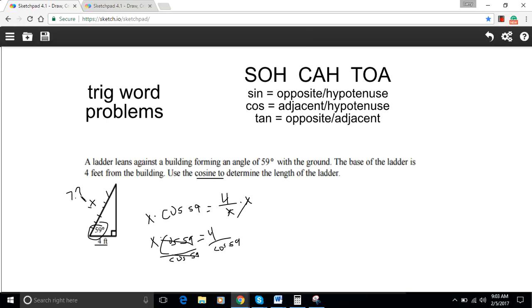And at this point, I usually ask myself, does this seem to make sense in the context of this problem? If this distance is 4 feet, is it reasonable for a ladder to be almost 8 feet? And yeah, that seems to fit. Let's try a couple of others.